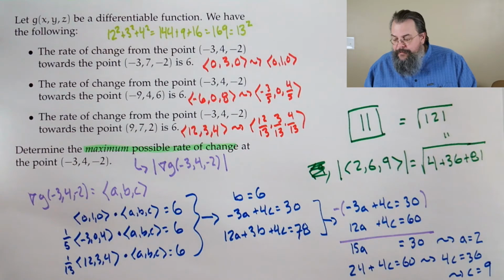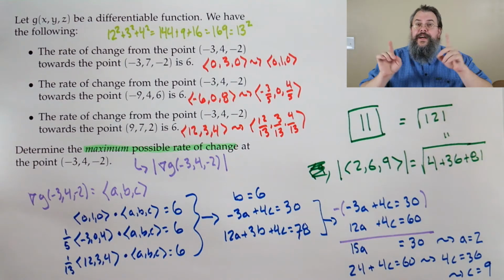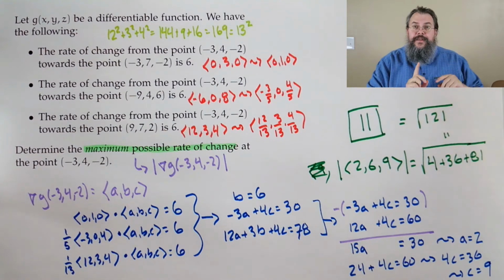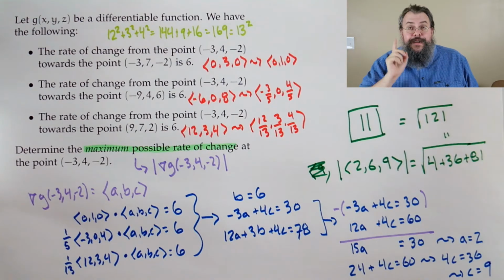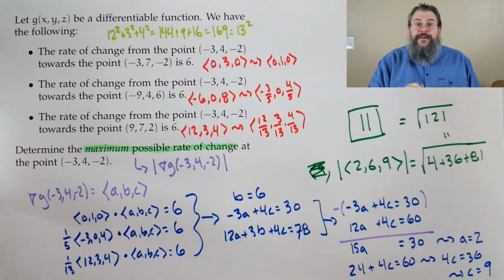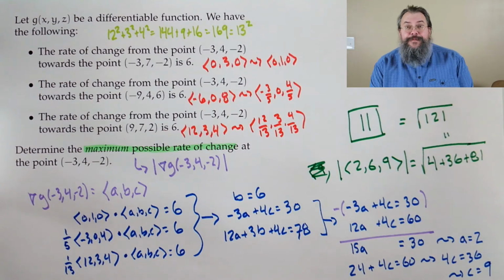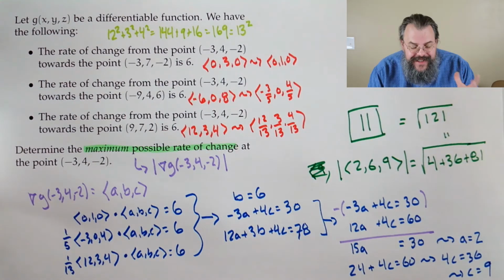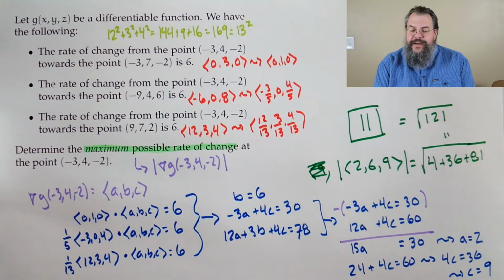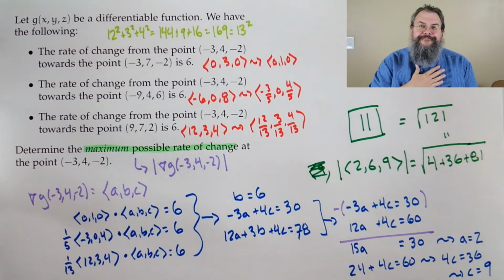So we have, lo and behold, in these 3 directions, our rate of change is 6. We say, look, there's some other direction. The maximum rate of change by going to the gradient is 11. I really love this problem because it's so clean and it works out so nicely. It's one of my favorite problems.